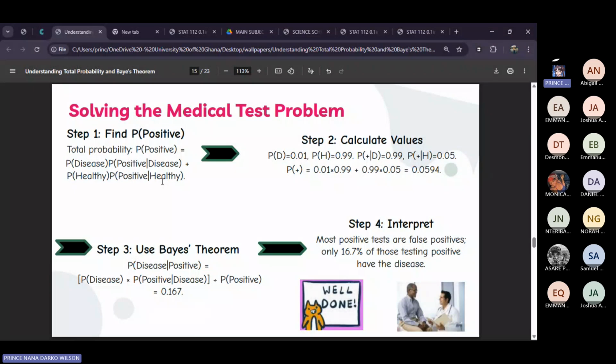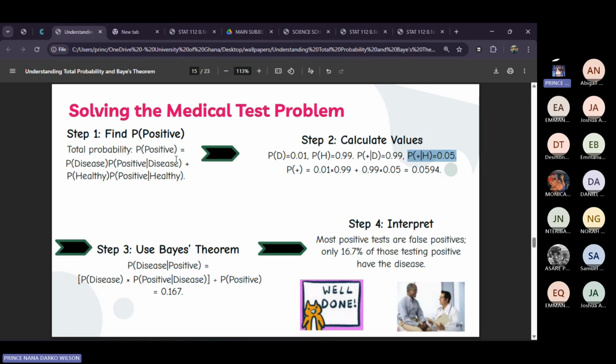So then, in order to find that, we do the parameters here. That's the probability of having the disease, 0.01. Probability of being healthy is 0.99. That's the probability of not having the disease. The probability of testing positive when you have the disease is 0.99. Probability of testing positive when you don't have the disease, that's when you're healthy, 0.05.